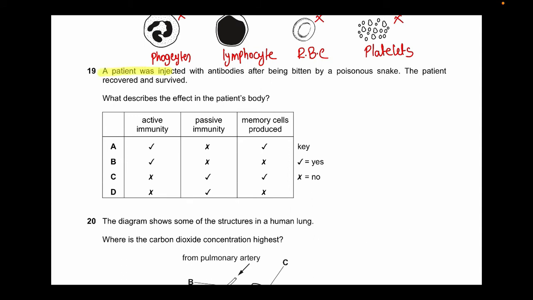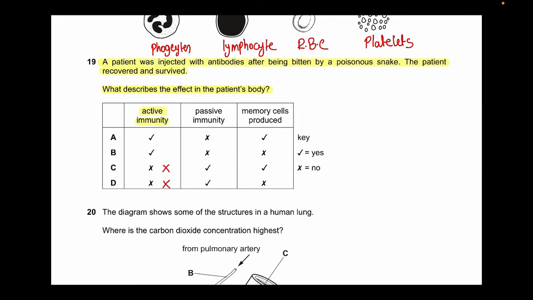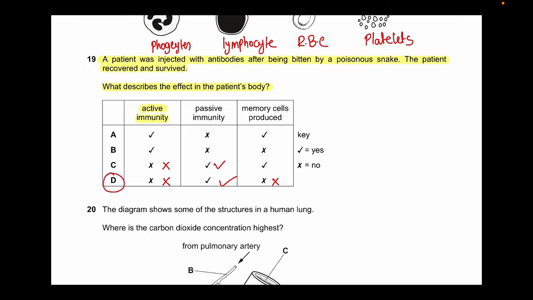A patient was injected with antibodies after being bitten by a poisonous snake. The patient recovered and survived. What describes the effect in the patient's body? Well, active immunity? No, this is not an active immunity because the patient is given the antibodies. Passive immunity, yes. And memory cells are not produced. So option D is correct.